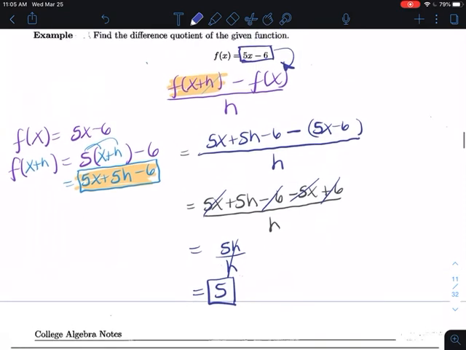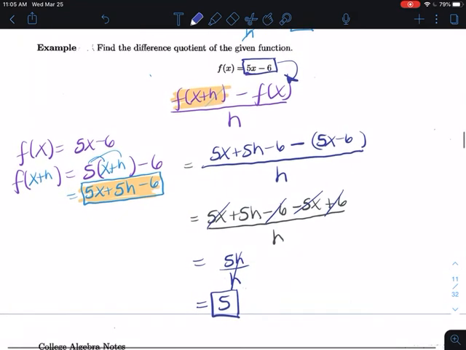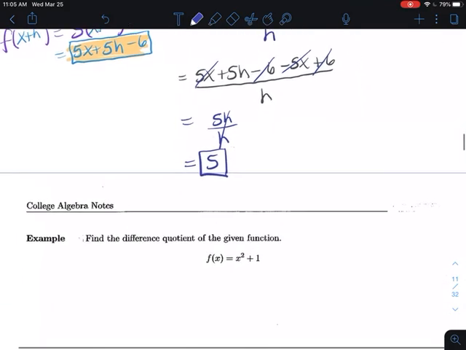And if you notice, if you go all the way back to the beginning of the problem, it was f of x equals 5x minus 6. The number in front of your x is 5, and look what I got as my answer.